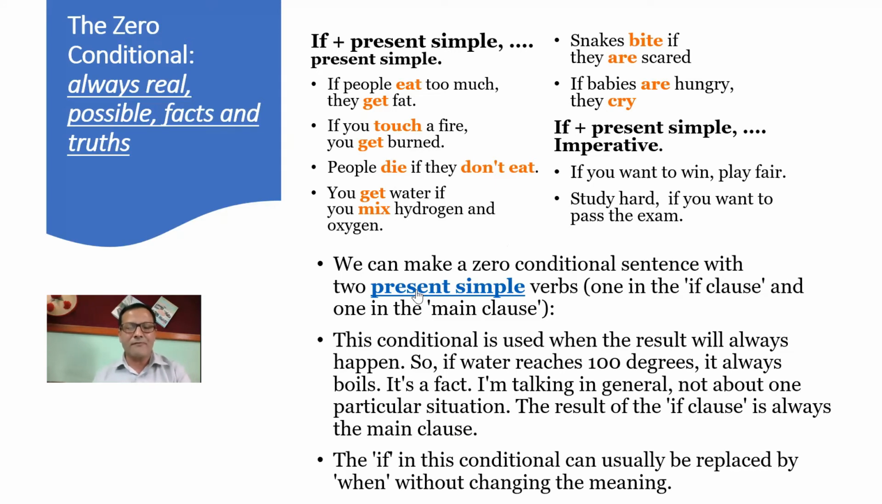Okay, students, don't forget. In type 0, we use both the clauses in present simple tense, or we also can use imperative in the main clause. Okay, now let's move on to the next one.